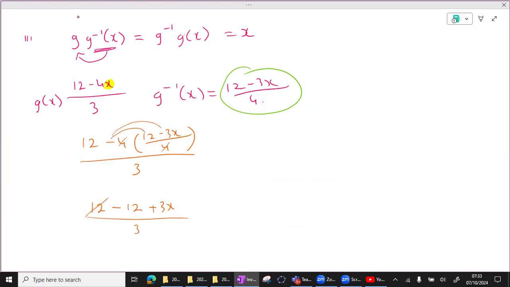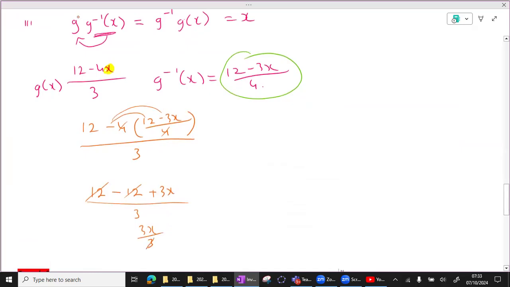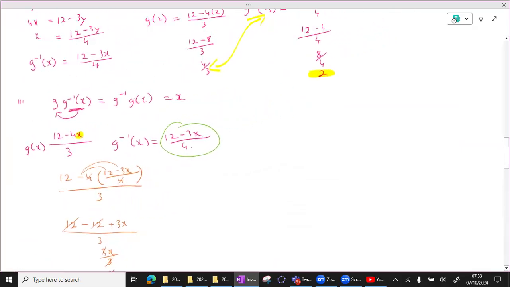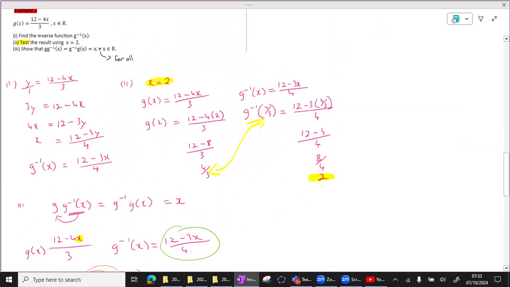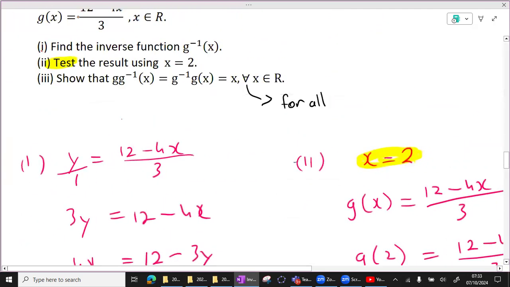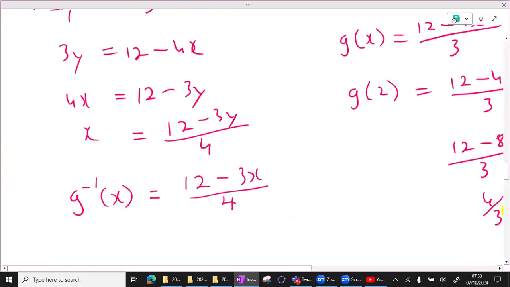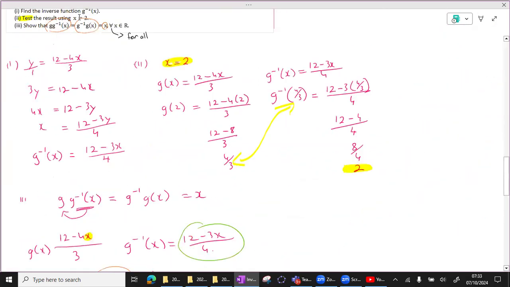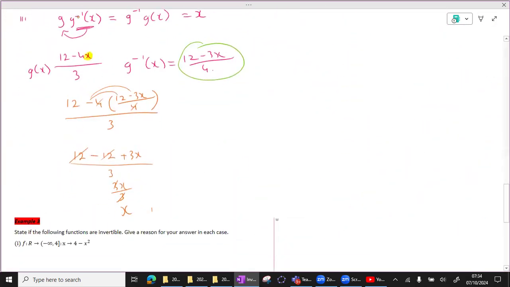So they then cancel. So we end up with 3x over 3, and I end up with x. Now, was that supposed to happen? Well, let's go back and look at the question. It's supposed to happen that when I do this, it should equal this, and they should equal x. So that's exactly what's happened. Once I have done what I needed to do, I ended up with x.